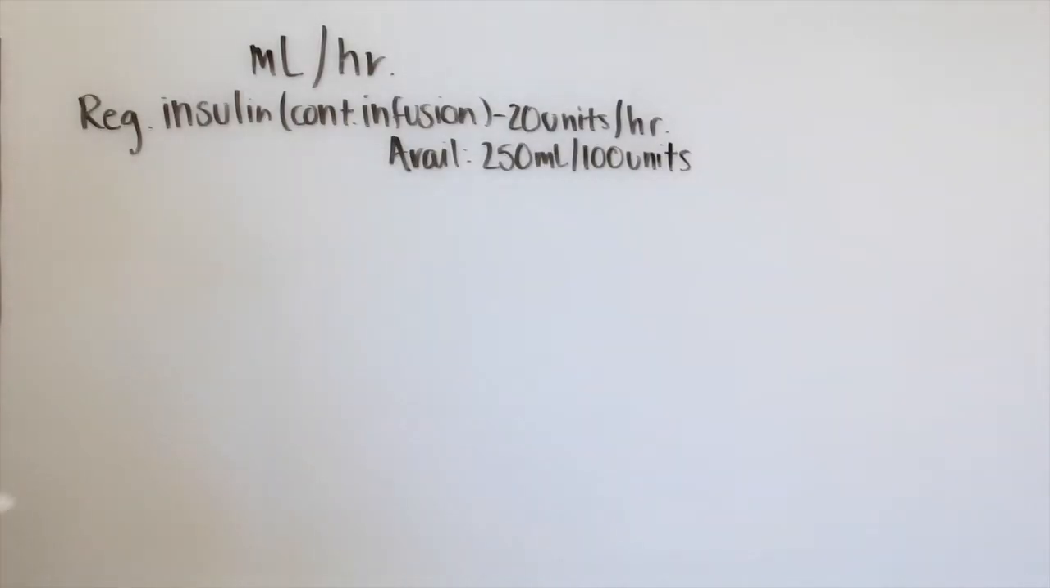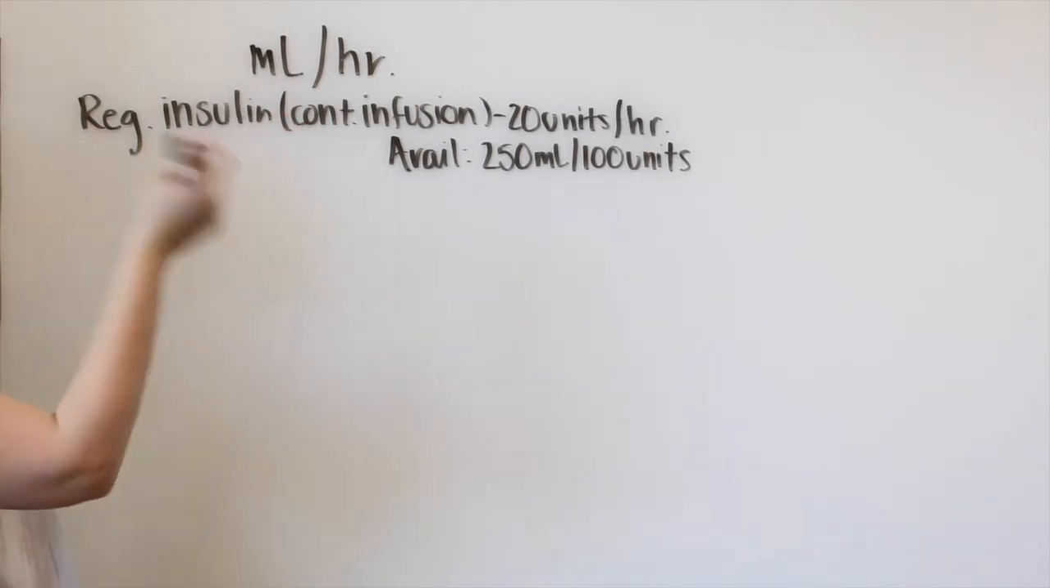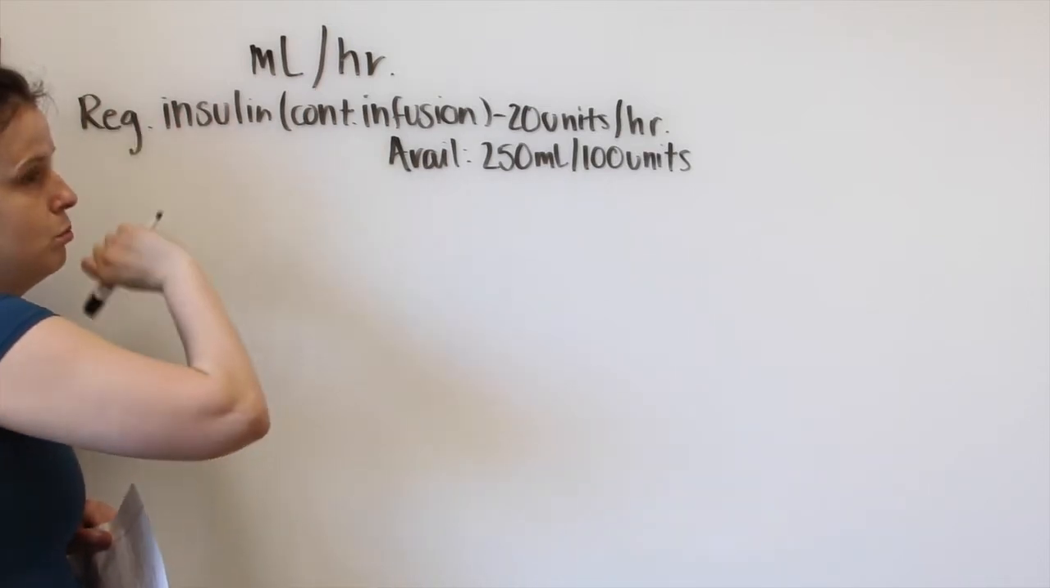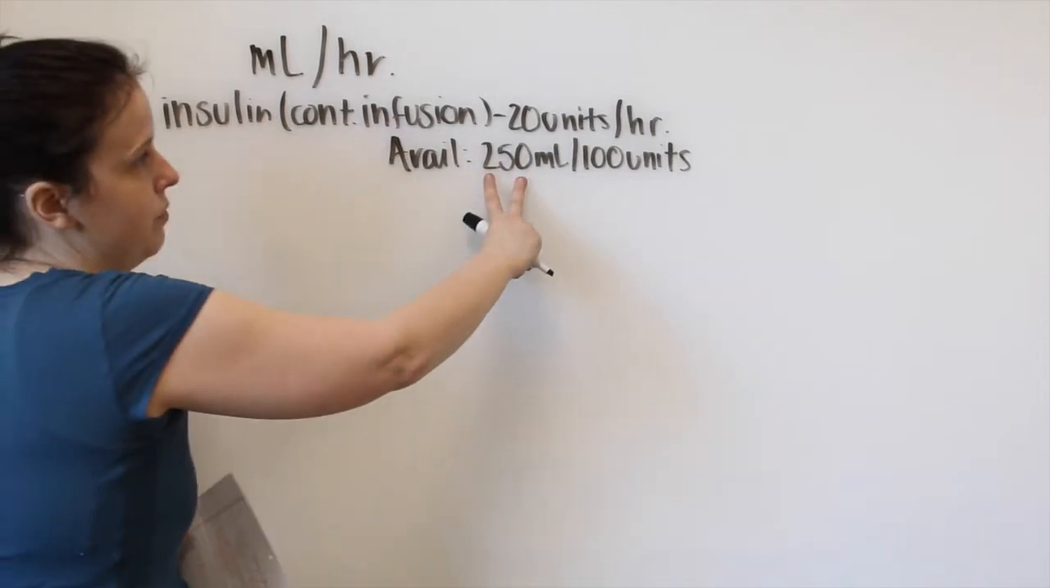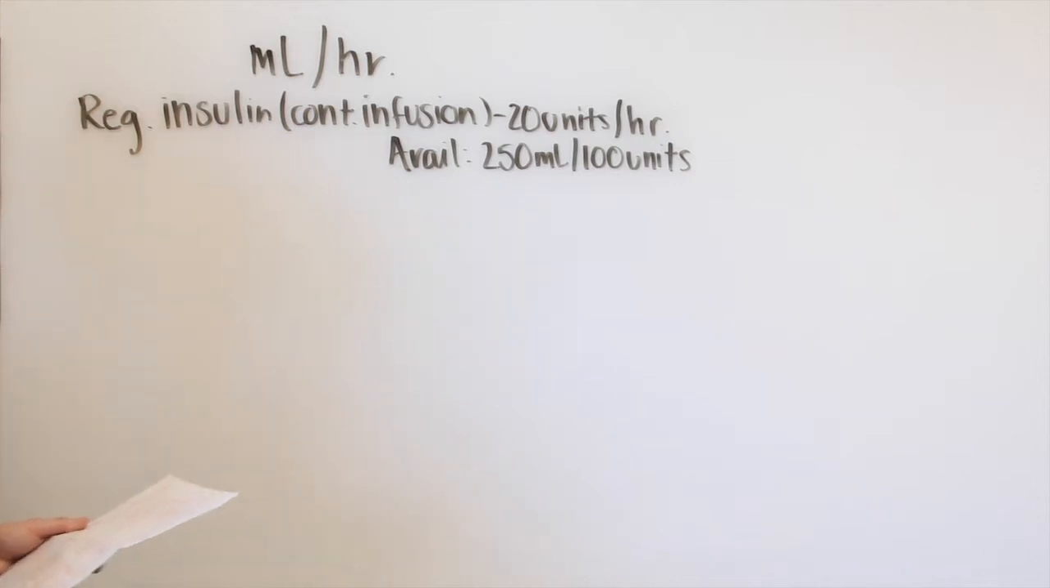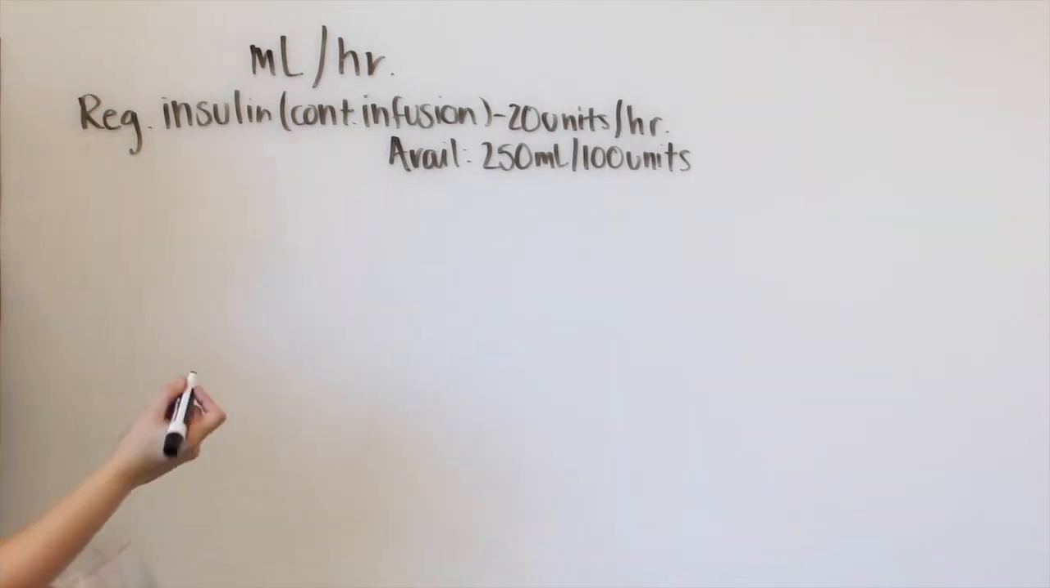So this next problem, you're going to calculate the number of milliliters per hour that you need to put in your pump. So this particular problem, your patient's on a regular insulin drip, continuous infusion, ordered at a rate of 20 units per hour, and the available insulin preparation from the pharmacy is 250 milliliters. That's got 100 units of regular insulin in it. So we're just going to calculate this one. This one's a little bit simple as well.